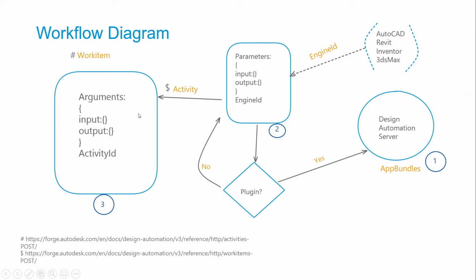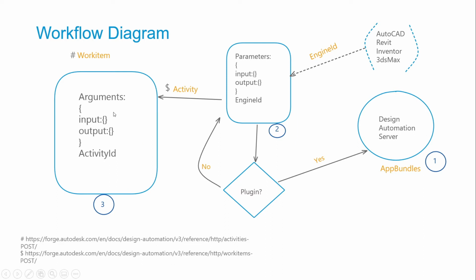This is very important. The next step, after defining the specification, you will post it to the design automation service. You will get an activity ID. You need to refer to the activity in the work item. Creating or updating the activity is only a one-time job. Once the activity is finalized, the work item is the thing which keeps changing for each drawing. So the inputs change. When the inputs change, obviously the output is going to change.